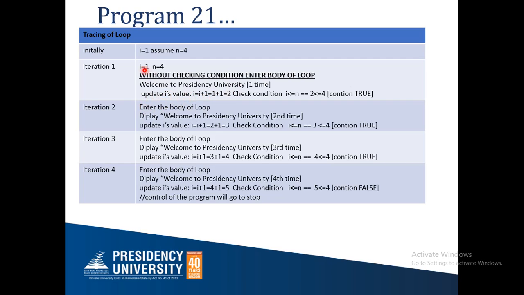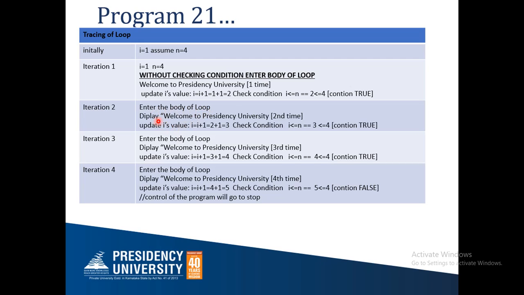What is i here? i is 1, so it is 1 plus 1 equal to 2. Now check the condition: while i is lesser than or equal to n or not. So what is i? 2. What is n? 4. So 2 is lesser than 4 or not? Yes, it is true. So the condition is true, and we enter the body of the loop. So the moment the condition is true, we will enter iteration 2.